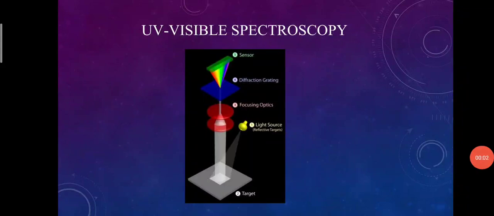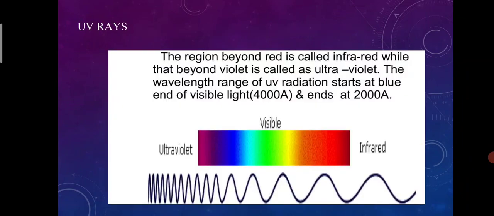Good evening to all. Today we are going to see about ultraviolet visible spectroscopy. The ultraviolet region is beyond the violet, just as the region beyond the red is called the infrared. The wavelength range of ultraviolet radiation starts at the blue end of visible light, 4000 Angstrom to 2000 Angstrom.